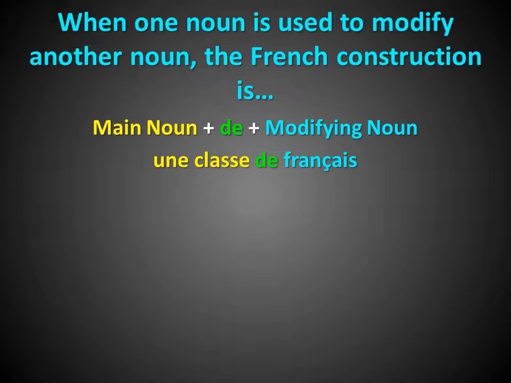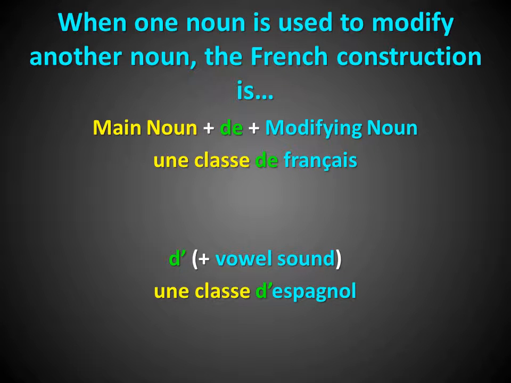Okay, for instance, we have une classe. Well, what kind of class is it? Une classe de français. We're modifying the word class to be more specific. If it's followed by a vowel sound, of course, that de is going to drop the E. It's going to become d apostrophe. For instance, une classe d'espagnol.